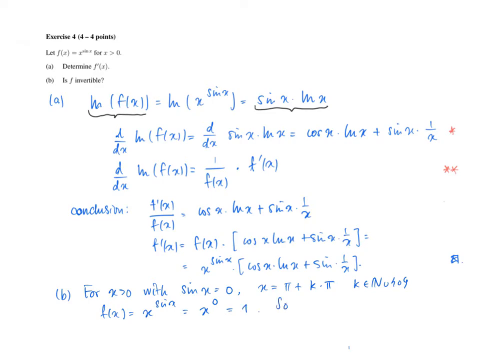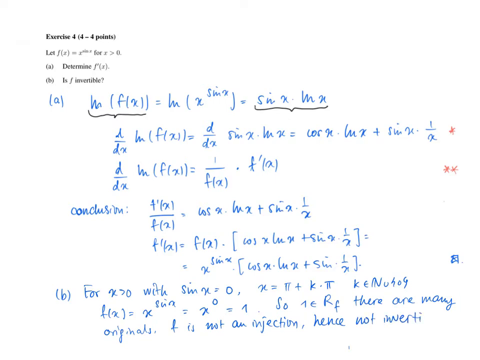So for 1 in the range of f, there are many originals. Put otherwise, f is not an injection, hence not invertible. Well, we could have taken other values, of course, but this is the easiest one.